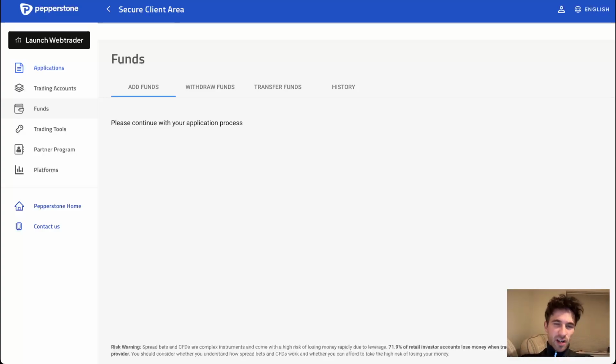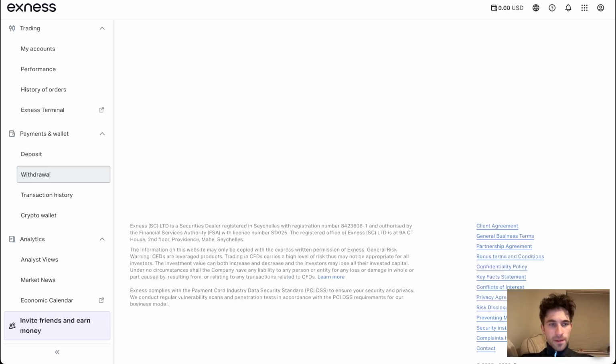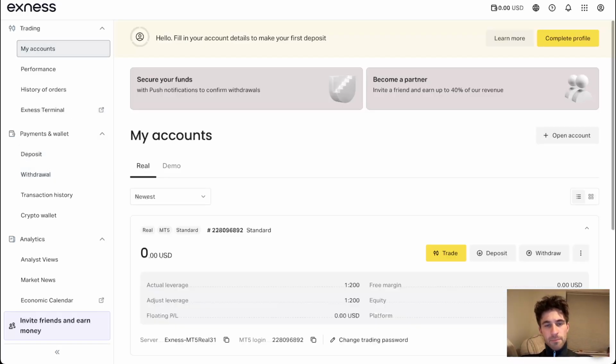So it's things like credit card, bank transfers, things like this, which you can also get access to on Exness, but there's just more options here. So you can deposit, and you can also withdraw with cryptocurrency and things like this. I don't know why it's not loading, but that is how you can do it right there.